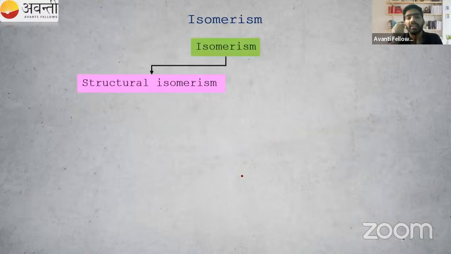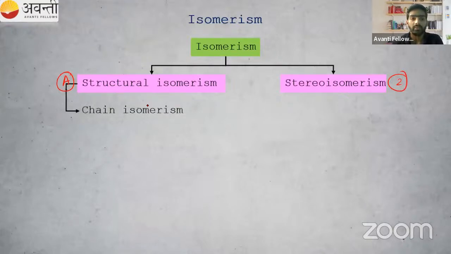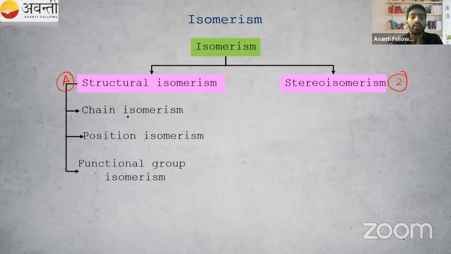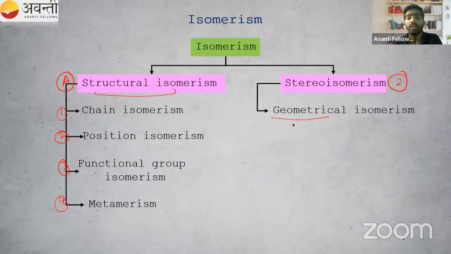Now going on to the next, isomerism. Isomerism is classified into two types. What are those two types? First is structural isomerism, and another one is stereoisomerism. Structural isomerism is further classified as chain isomerism, position isomerism, functional group isomerism, and lastly metamerism. All of those come under structural isomerism. And stereoisomerism is further classified as geometrical isomerism and then optical isomerism.